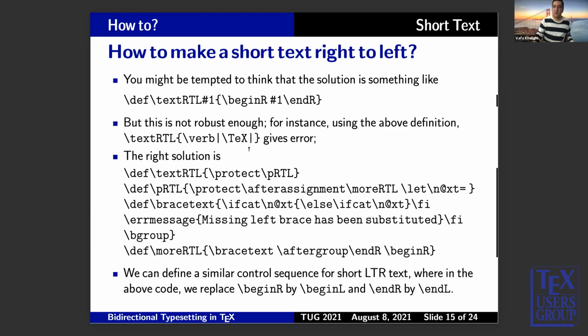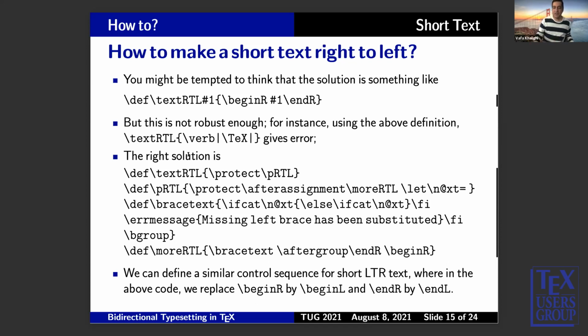So now we want to make short pieces of text right to left. You might be tempted to think that this is the solution. It's quite simple. It's nice. It's very short. You can do it. You don't need a package, but this is not robust enough. For instance, you can try to put a verbatim inside this command and you get an error.